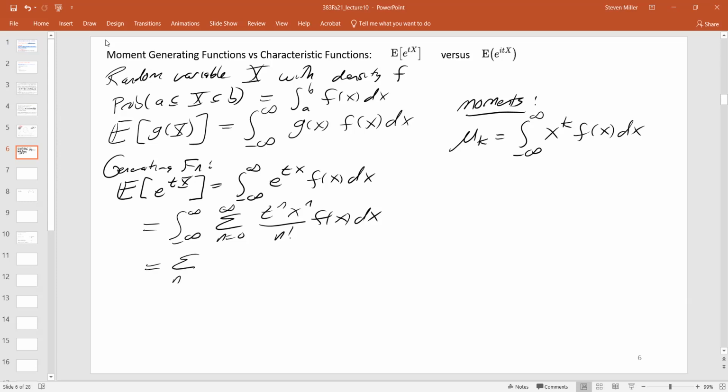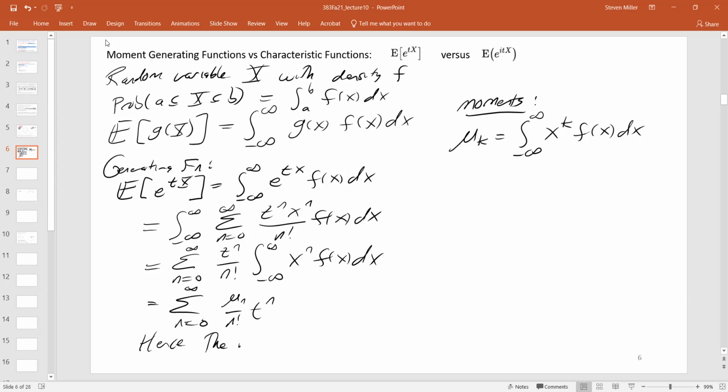This is the same as the sum, n goes from 0 to infinity. We have t to the n over n factorial coming out, and we have the integral from minus infinity to infinity of x to the n, f of x dx. But what is the integral of x to the n, f of x dx? It's not x to the n plus 1 over n plus 1, because we have x to the n times f of x, and we're trying to do that entire integral. Just a moment. Which moment? mu n. So this is just going to be the sum, n goes from 0 to infinity, of mu n over n factorial t to the n.